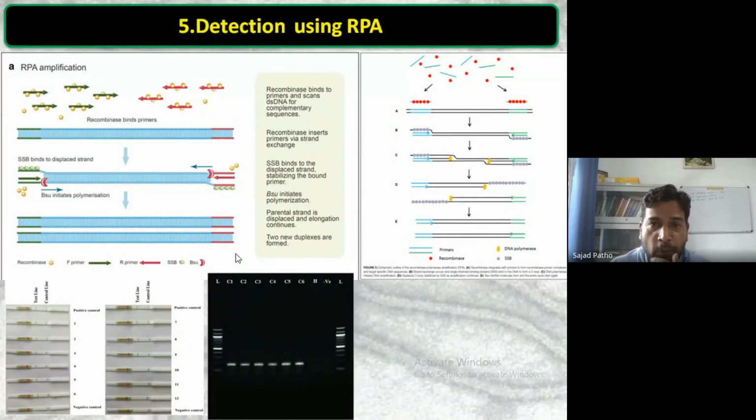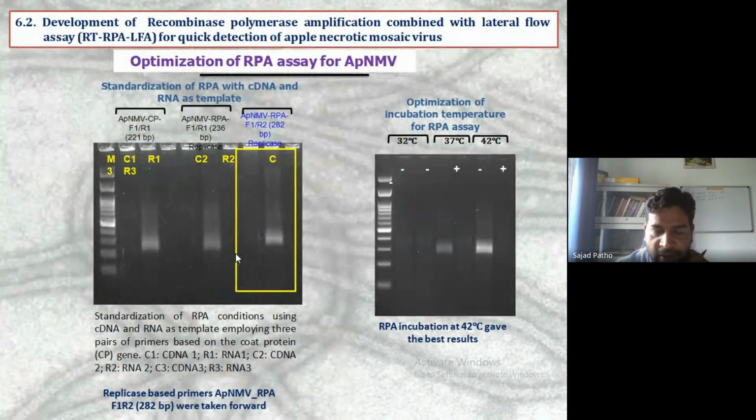Similarly, there is one more method which we have developed in our lab, that is recombinase polymerase amplification. First, we have to standardize it from nucleic acid. We will isolate the nucleic acid, and then put that nucleic acid in a small kit. Here you can see 42 degrees Celsius, but you can detect it from 37 to 42 degrees Celsius.